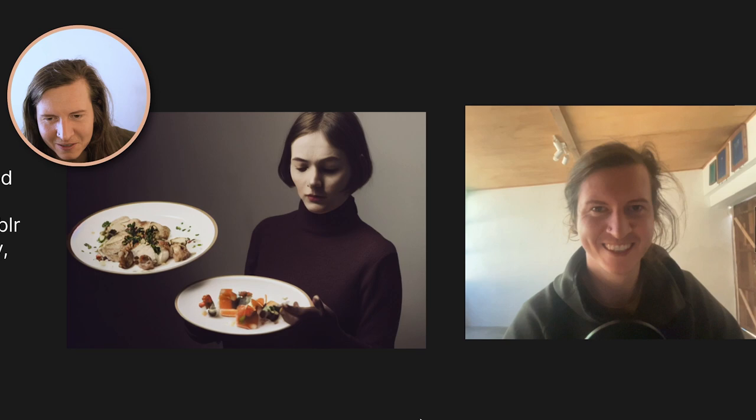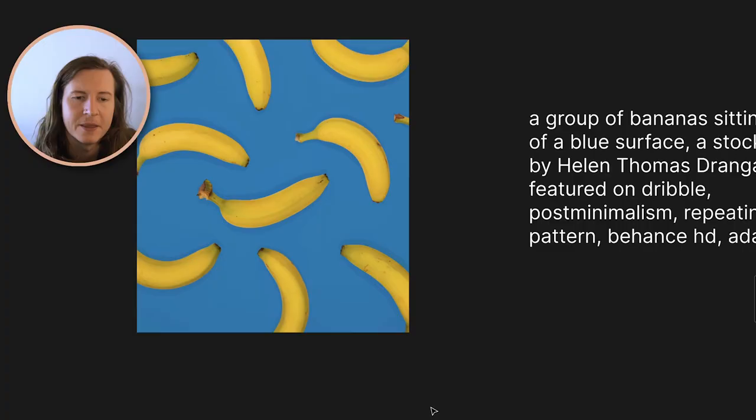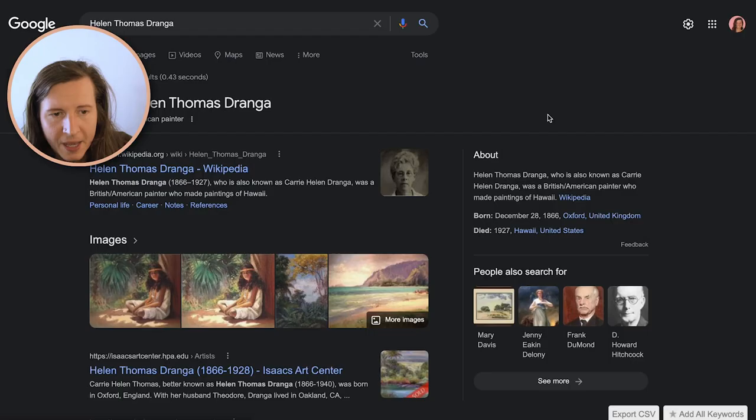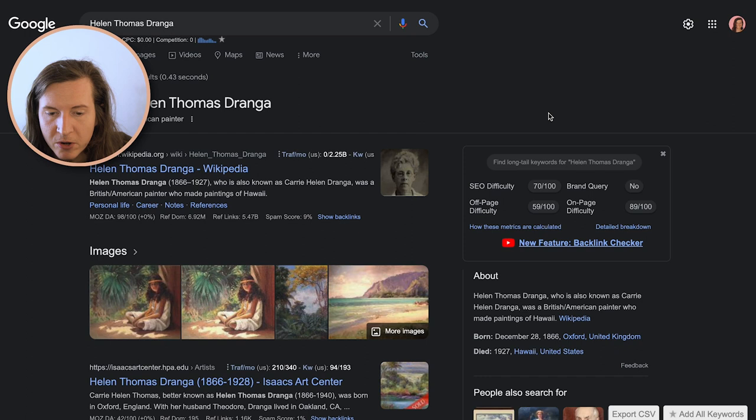So I went on and I wanted to try a few different types of image to see how it performed. This was the image I used here, and the output it gave was a group of bananas sitting on top of a blue surface, a stock photo by Helen Thomas Duranger. And Helen Thomas Duranger is a British-American painter who made paintings of Hawaii, so perhaps it's picked up on the tones and the context. But once again, this is a painter rather than a photographer that it has identified.